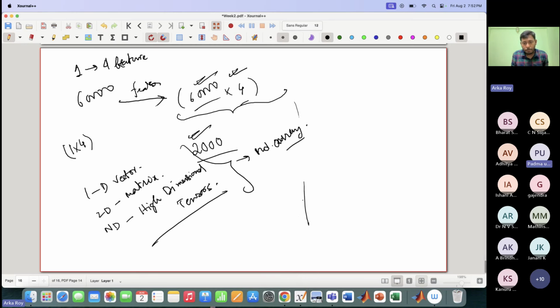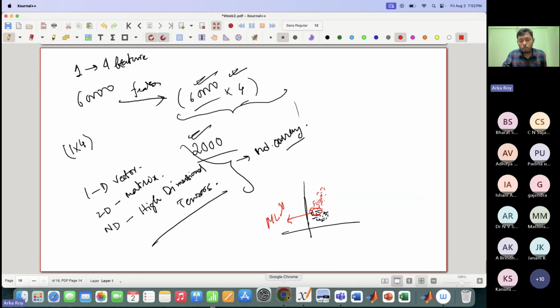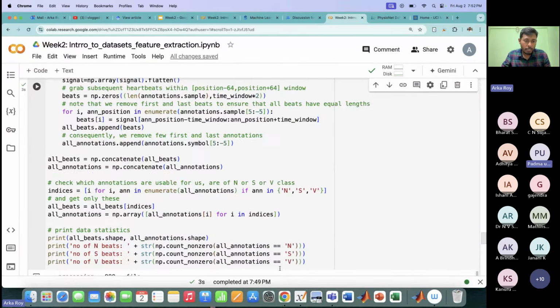So for the normal case, if this is the energy of the normal case, the abnormal case would look like this. There would be very little overlap. And whenever you see little overlap, your ML model will fail. It will predominantly fail. There are certain techniques to counter or compensate for these issues that we'll see in the later weeks as well.